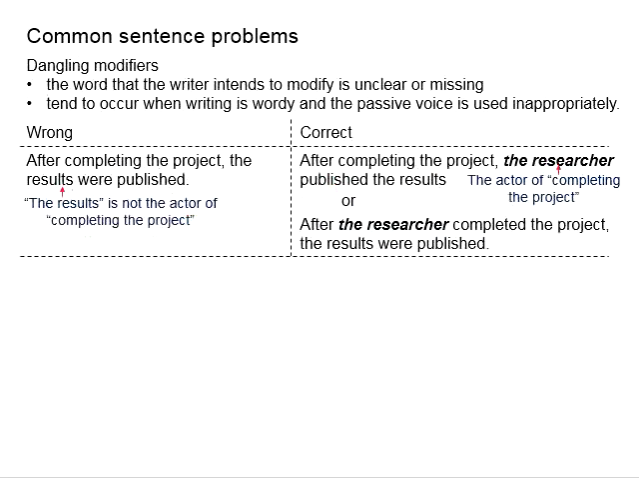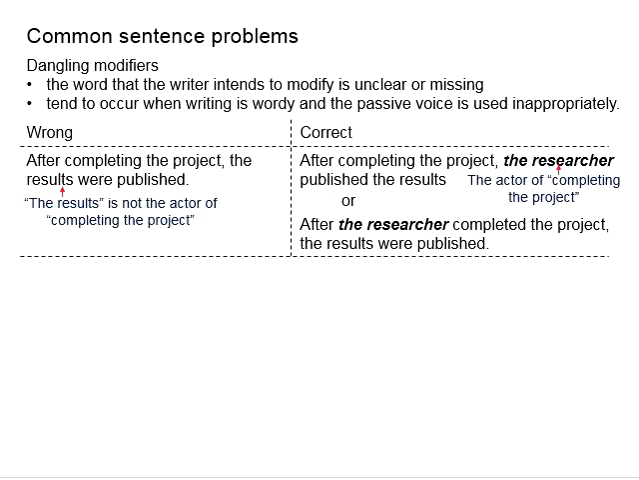Next, we talk about the dangling modifiers. It means that the word that the writer intends to modify is unclear or missing. This normally occurs when writing is wordy and the passive voice is used inappropriately. Let us look at this example.